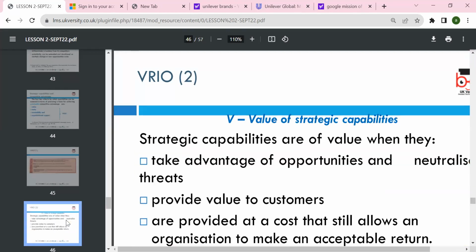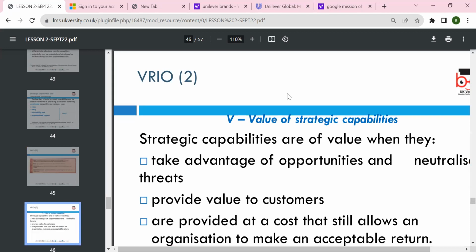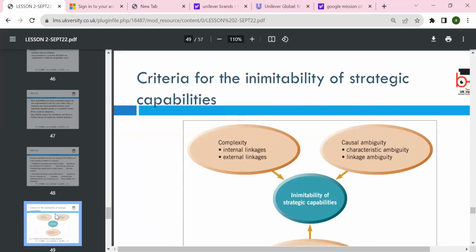So this is all VRIO, summarized, with an explanation of value, rarity, imitability, and organization support. So what does VRIO stand for? V is value, R is rarity, I is imitability, and O is organization. The VRIO model can be used for analysis from a marketing perspective. I'll skip a few, but you can read them yourselves, and we can contextualize them when we go through the next lesson. Okay.